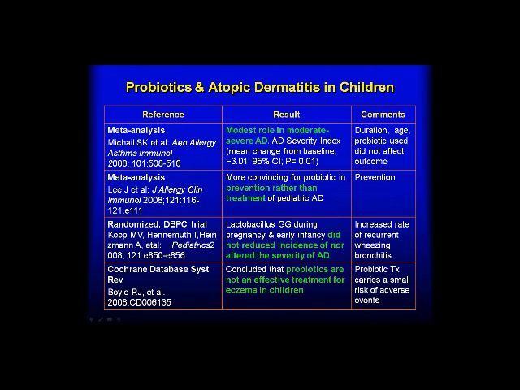I always get questions on probiotics and atopic dermatitis, and I just wanted to present to you the different references in literature. So this is a meta-analysis, which tells you that there's a modest role in moderate to severe atopic dermatitis. The duration, age, and probiotic use did not affect the outcome. There are, as you know, hundreds of different types of probiotics out there, and that's the problem with these studies, is different probiotics seem to have different results. Another meta-analysis by Lee showed that more convincing for probiotic in prevention rather than treatment.